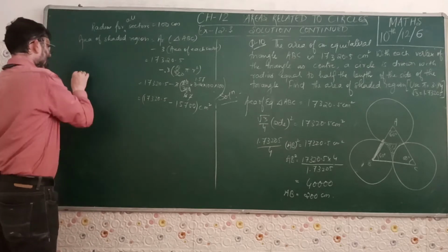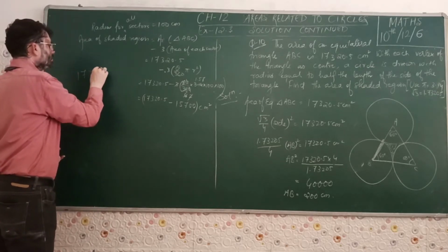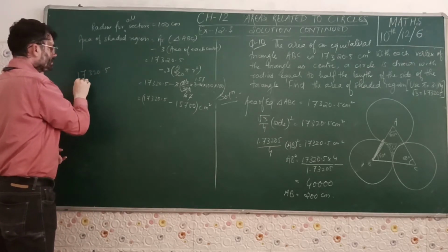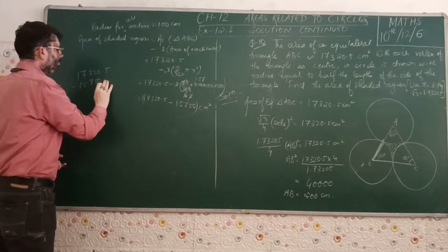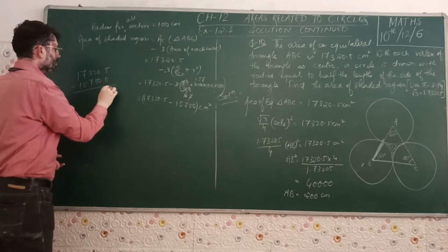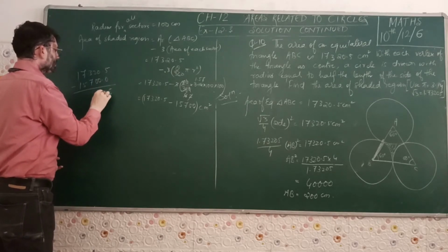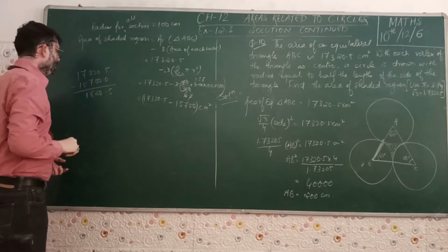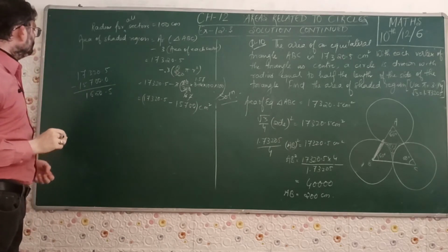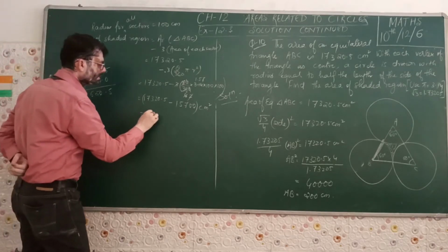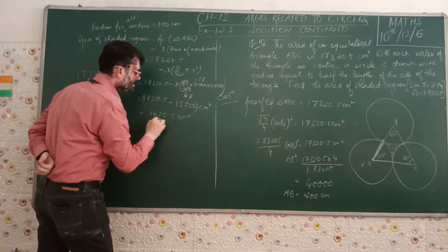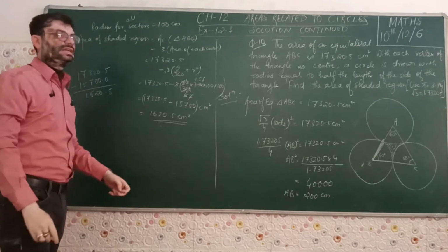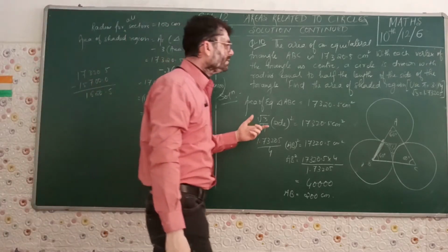Now we'll subtract 17320.5 minus 15700.0. This is 1620.5 centimeter square. 1620.5 centimeter square. So this is the area of the shaded region that is required in our question.